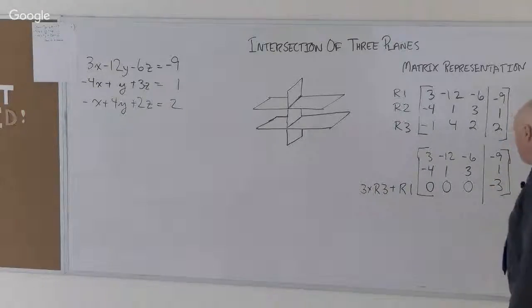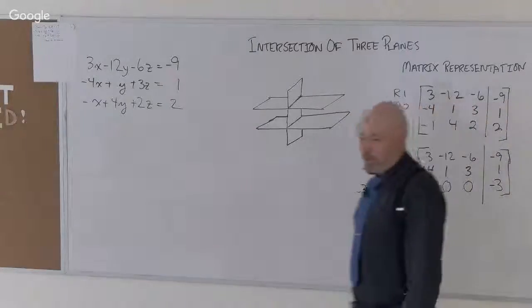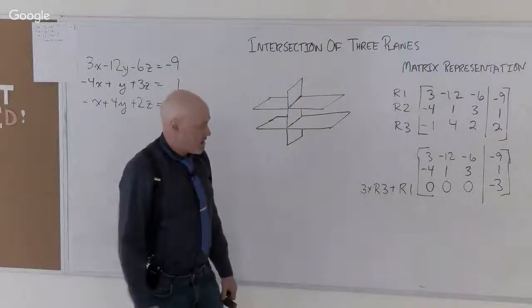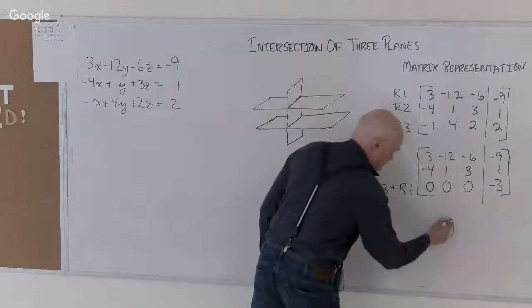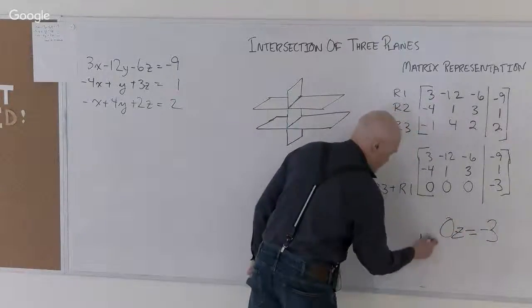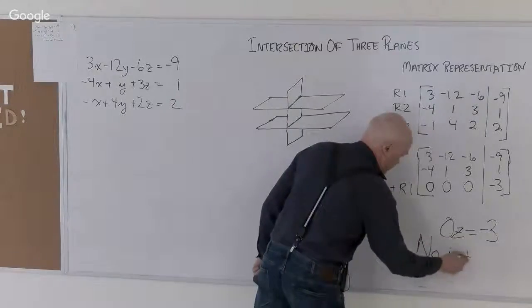Aren't they already parallel? They're already parallel, right? When you got the 3 zeros, we already know that, but I'm just showing you what the solution is going to look like. So this is like saying 0z is equal to -3. So there is no intersection.